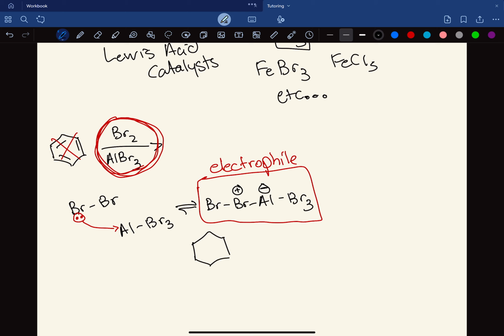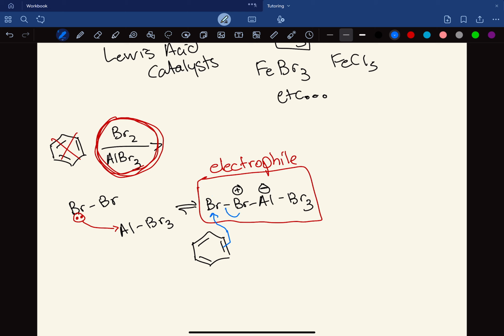So we just created a suitable electrophile for our reaction. Okay, so now benzene will be more willing to react. So benzene will have a nucleophilic attack on the outermost bromine, or at the outermost halogen, the one without the positive charge.